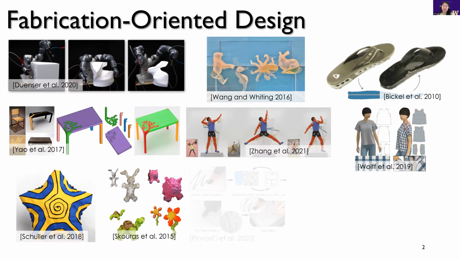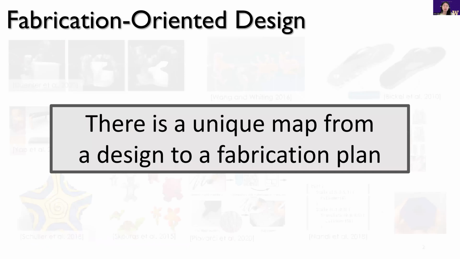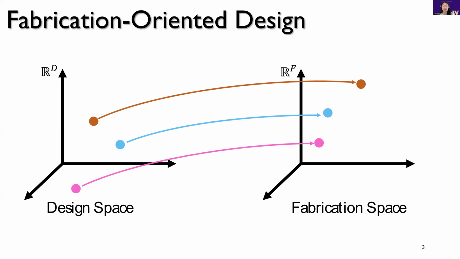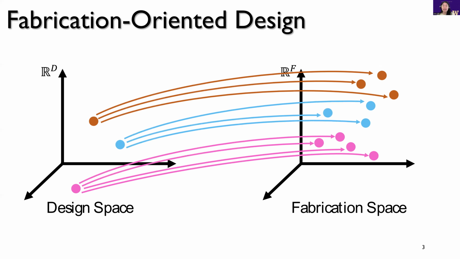Fabrication-oriented design has attracted dramatic interest in both the manufacturing industry and the graphics domain. The vast majority of existing works search over a design space, assuming that there is a unique way to fabricate each design. These works optimize assuming that there is a bijection from each point in the search space to a fabrication plan. However, this is not always true. In many cases, you have multiple ways to fabricate a design, and this matters when we are doing optimization.